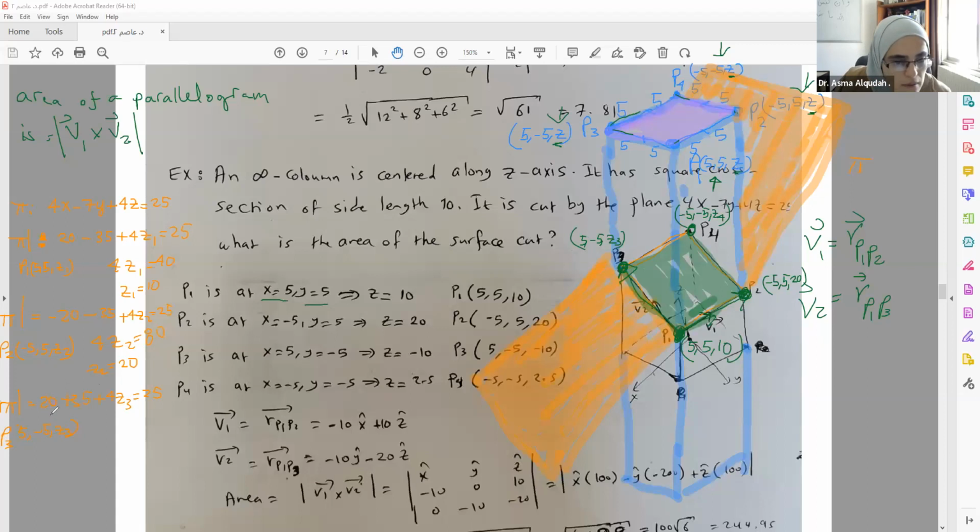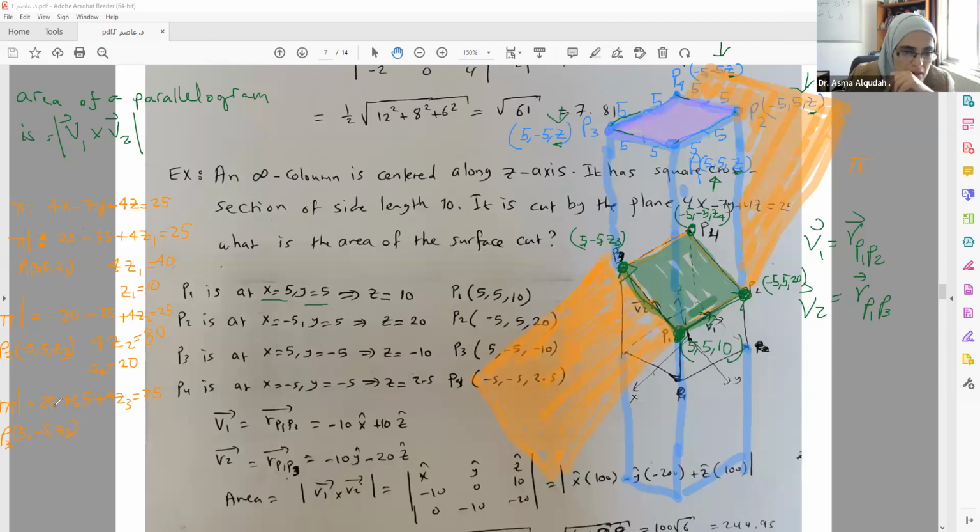Okay, so what do we have here? We have 5 minus 35. For x, it's 5 minus 5. So we have 20 here plus 35 plus 4z3 equals 25.